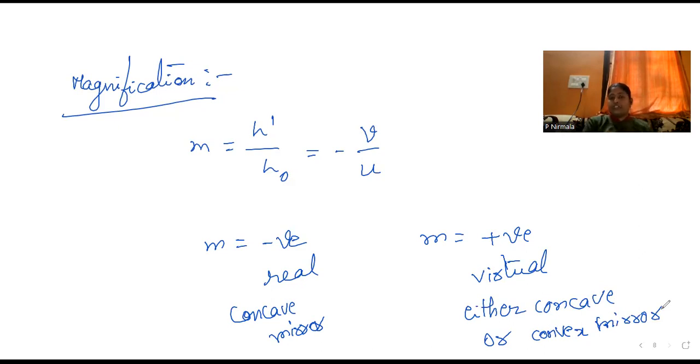I think the mirror part is clear. I'm thinking the reflection part is over, so I think it is clear to you. This is part 1, and in part 2 I'm going to take the refraction of light completely.